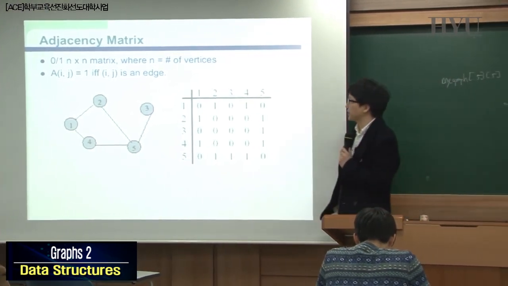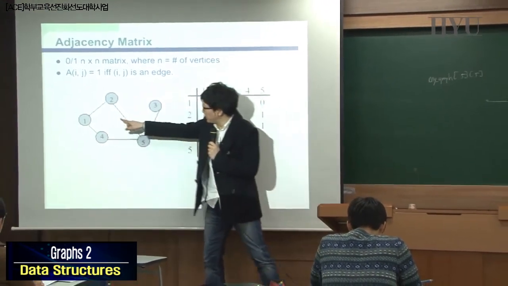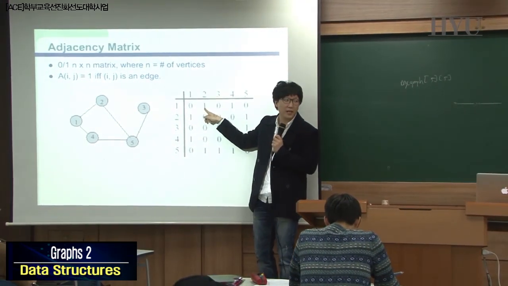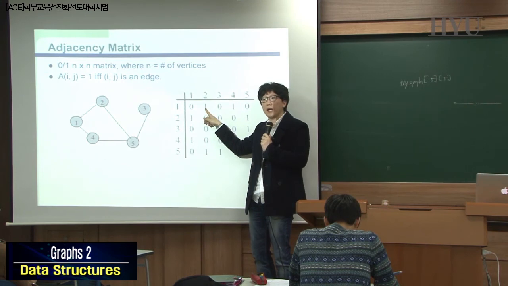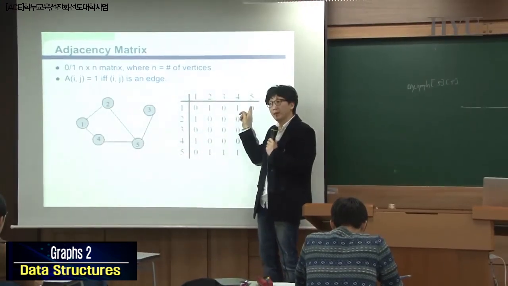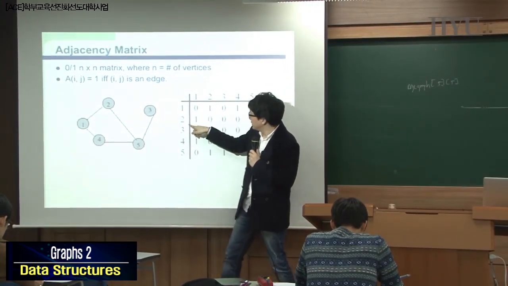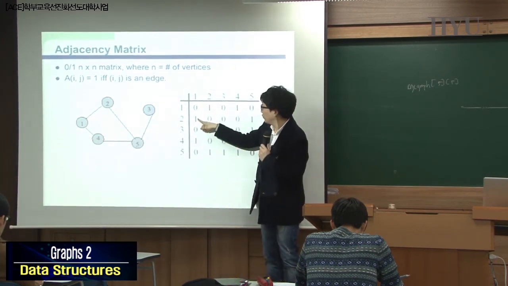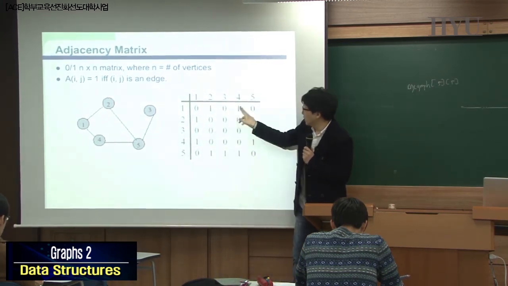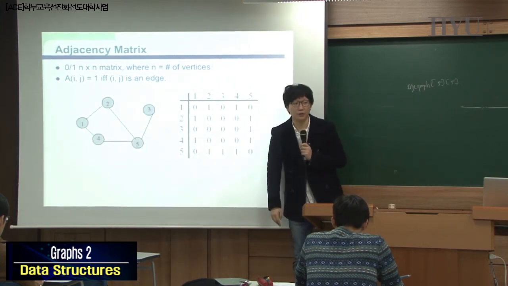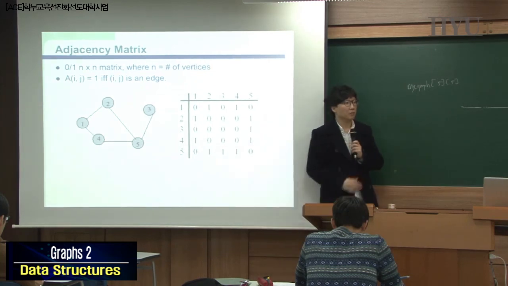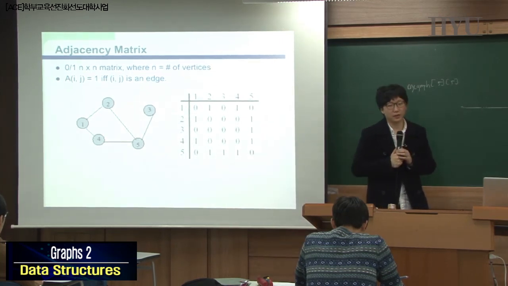So it's a very simple representation. Nodes 1 and 2 have an edge, so 1. If they don't have an edge, then 0. Likewise, 2 and 1 also have an edge, because it is the same edge. So 1, 1. 1, 1. So now you just represent this graph in this 2D matrix.